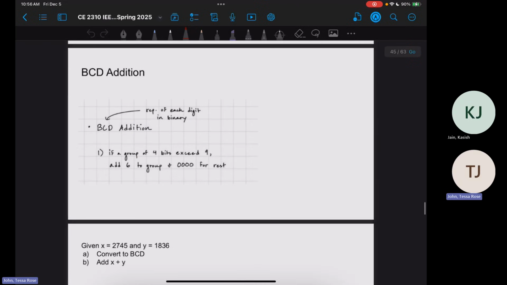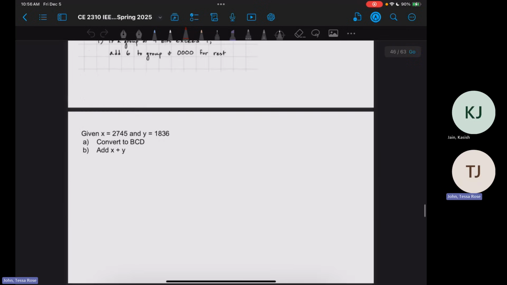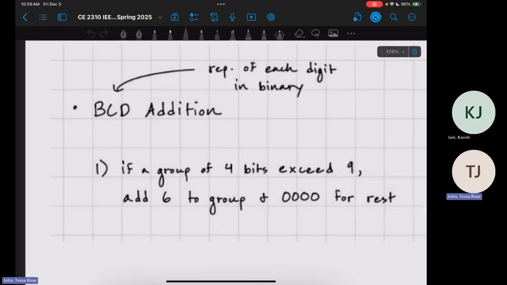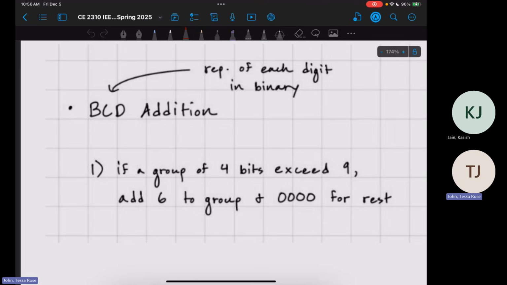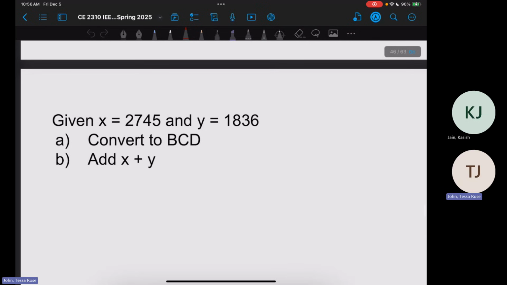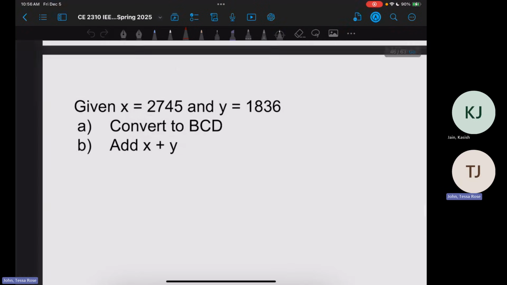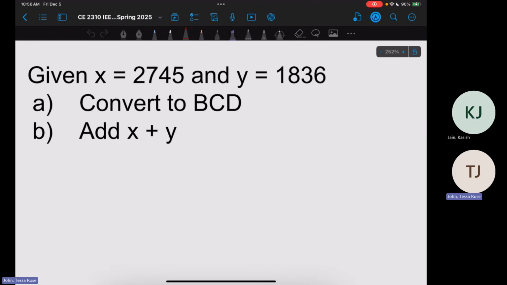Okay. So BCD addition. Where did I put that? Okay, so BCD addition is kind of like a format question, okay? If a group of 4 bits exceeds 9, then you have to add 6 to the group to make it into a valid number. The best way to show this is through an example, so I'm going to work this example with you guys. You'll get a problem like this: you'll get X and then you'll get Y. You have to convert them to BCD and then add them, okay?